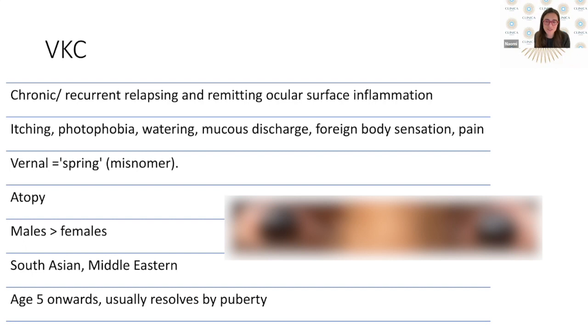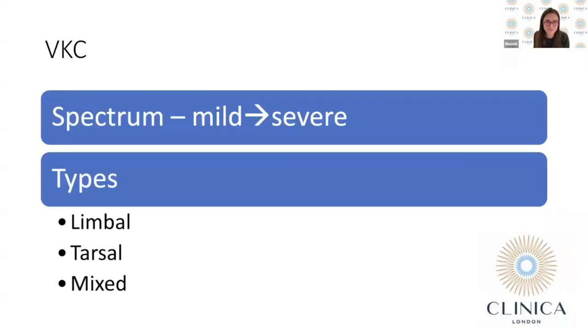And those can be difficult children to examine when they're quite little. And the great thing about VKC is in a lot of children, we can expect it to resolve by puberty. So we are really trying to get them through the worst of it without long-term complications, and maximizing their enjoyment of life in the meantime. So it's really important to understand that it's a spectrum of disease.